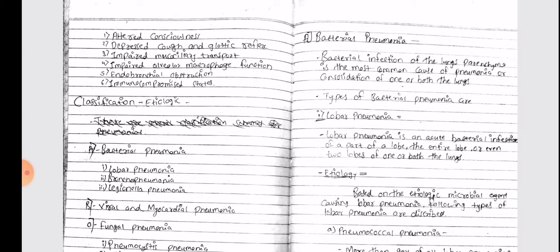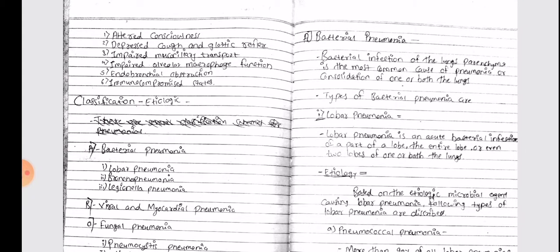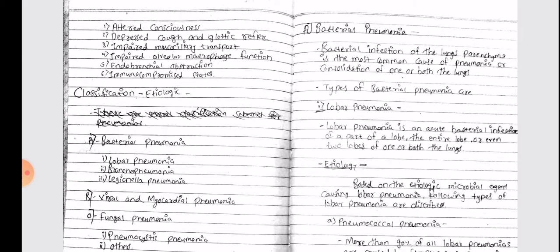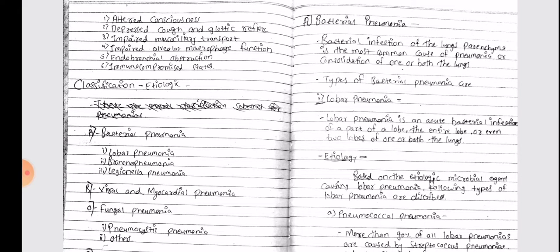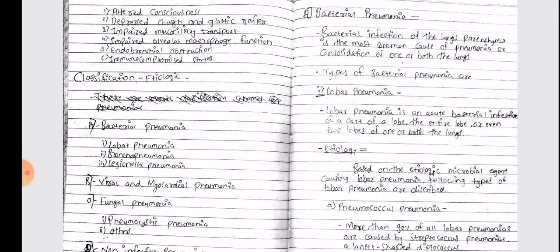First one, bacterial pneumonia. Bacterial infection of the lung parenchyma is the most common cause of pneumonias or consolidation of one or both of the lungs. Types of bacterial pneumonia are lobar pneumonia. Lobar pneumonia is an acute bacterial infection of a part of a lobe, the entire lobe, or even two lobes of one or both the lungs.